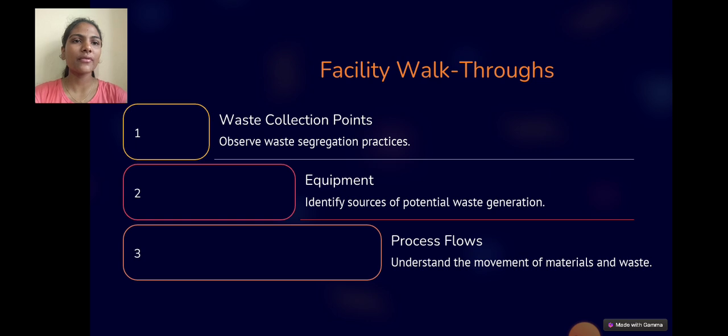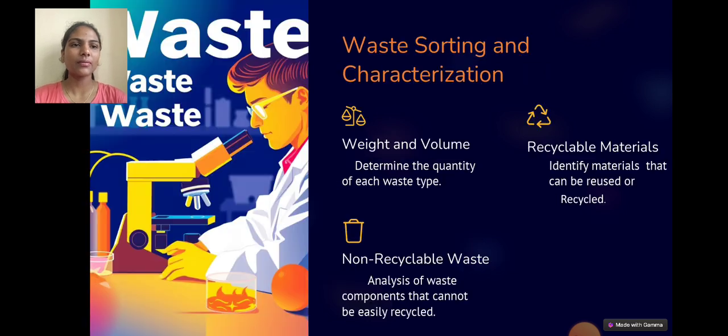Next is about the facility walkthroughs. There are three steps. The first step is about waste collection points. The waste collection points observe waste segregation practices. And the second step is about equipment. Equipment identifies sources of potential waste generation. And the third step is about process flow. The process flow understands the movement of materials and the waste.